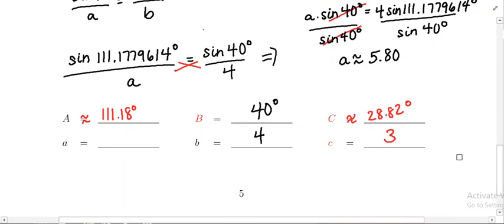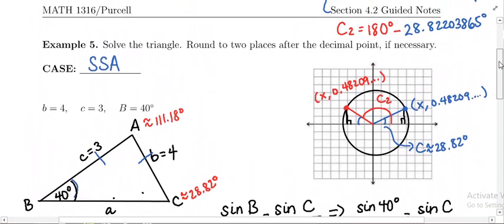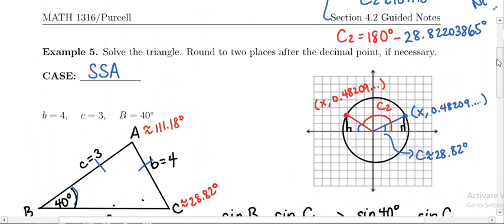All right, so there we go. Here is our remaining component. We have everything that we need. We've got the measure of all 3 angles, and we've got the measure of all 3 sides. So that was another instance of the ambiguous case. This was the situation where we get a single triangle.